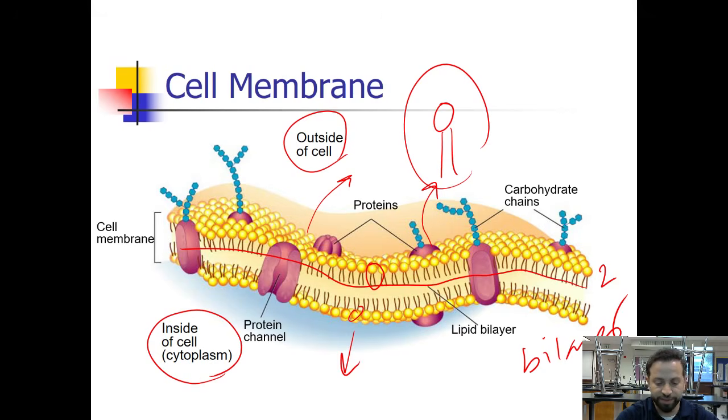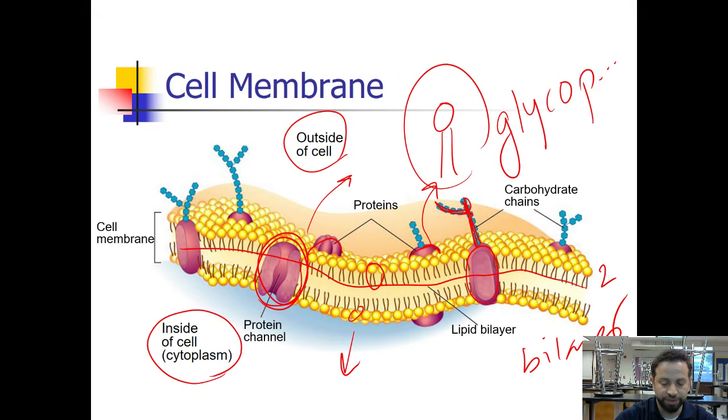A few other things. There are lots of protein channels in cell membranes. All of these purple guys are proteins. And some of these proteins have carbohydrate chains hanging off of them. These are known as glycoproteins, so glyco and proteins.